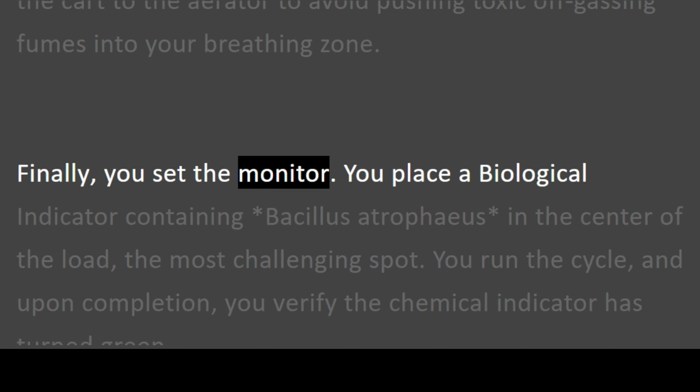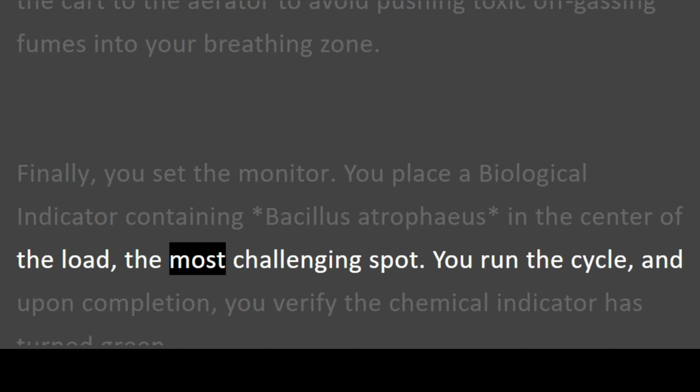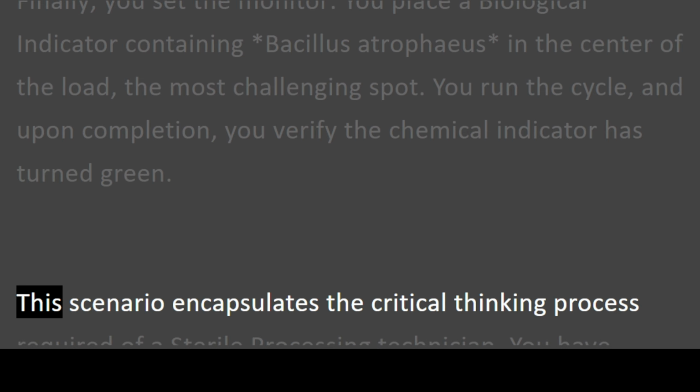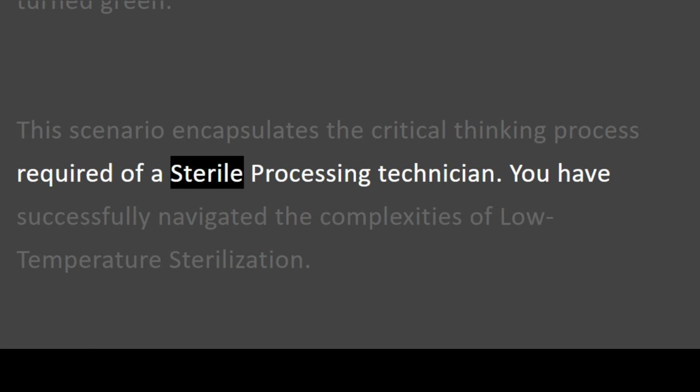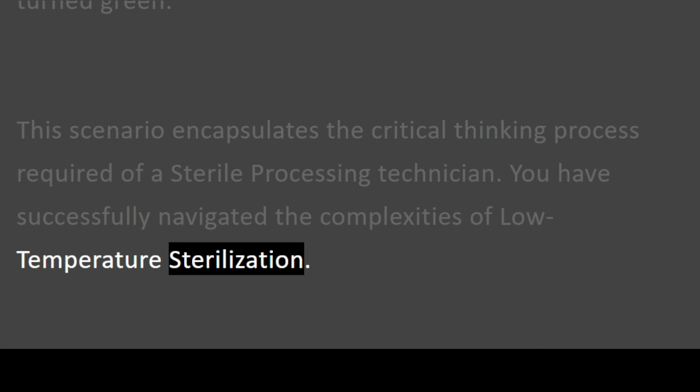Finally, you set the monitor. You place a biological indicator containing Bacillus atrophaeus in the center of the load, the most challenging spot. You run the cycle, and upon completion, you verify the chemical indicator has turned green. This scenario encapsulates the critical thinking process required of a sterile processing technician. You have successfully navigated the complexities of low-temperature sterilization.